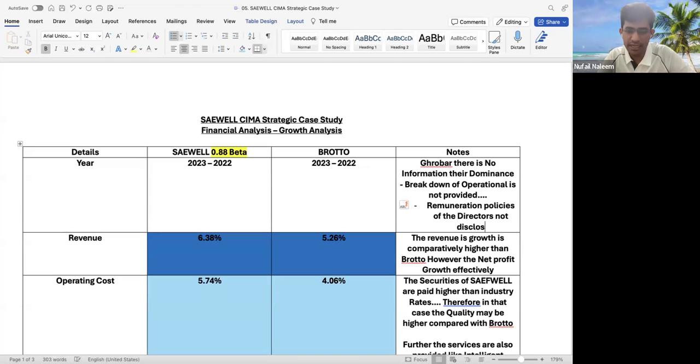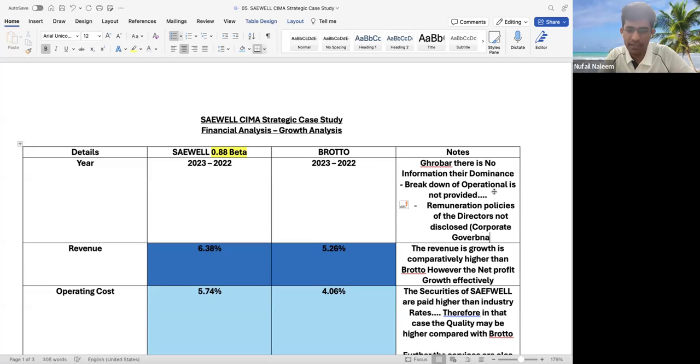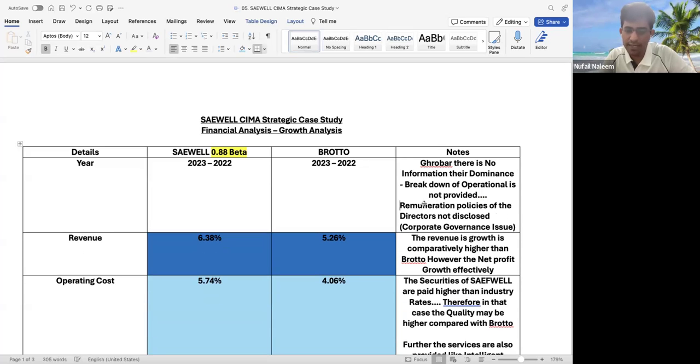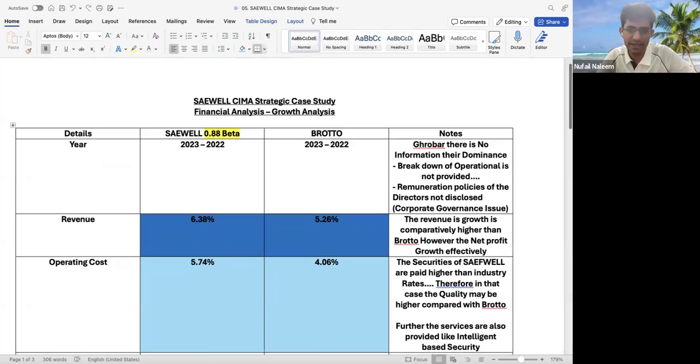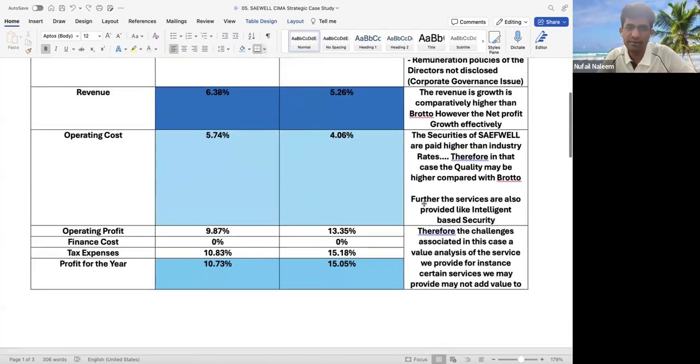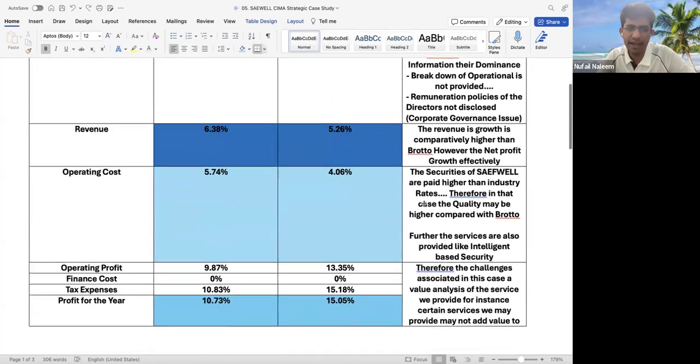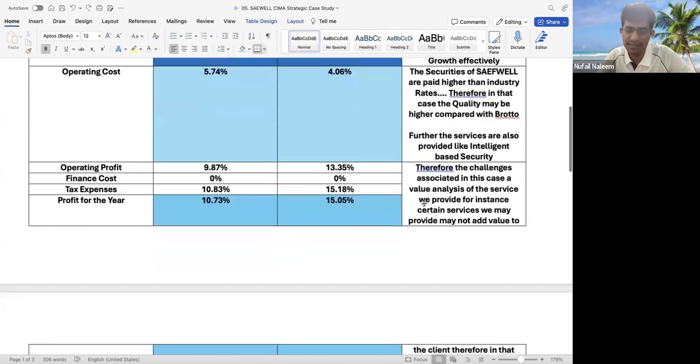So one thing I'll just write down here, remuneration policies of the directors not disclosed. So students, can I write down within brackets as a corporate governance issue? Because now we are in the higher order. So there will be some corporate governance issues also, like how are they remunerated? How are they added to the company? So all those things are very, very critical. So that is one factor to be considered at the moment with regards to the growth in the performances.